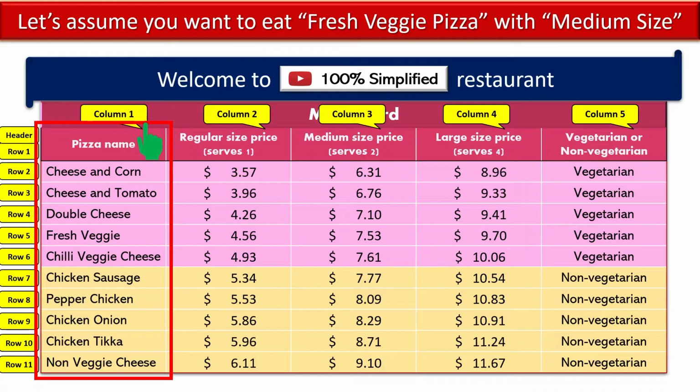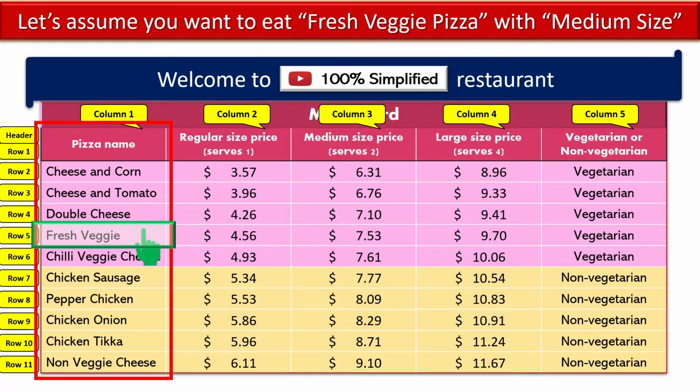So what you will be doing if you want the fresh veggie pizza is, in the first column, you would be searching for the name fresh veggie. So let's go down, down, down in the first column. Wow, that's where it is. I thank God that fresh veggie pizza is available in this restaurant. I'm very happy about it. Now, this fresh veggie pizza is definitely available in the restaurant. So the first task is completed.